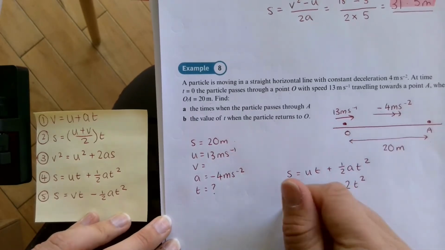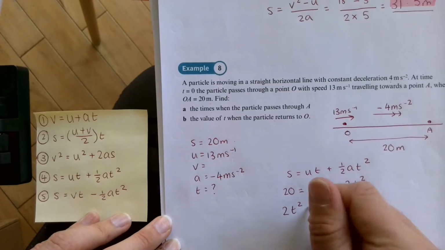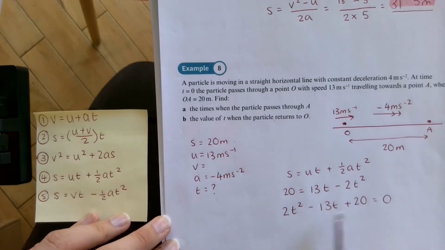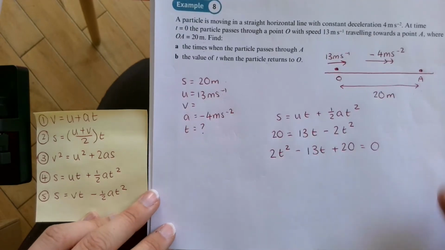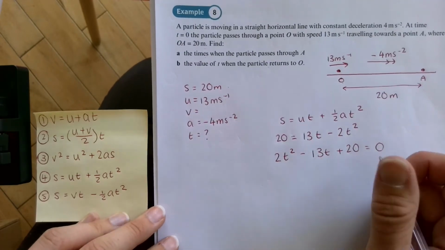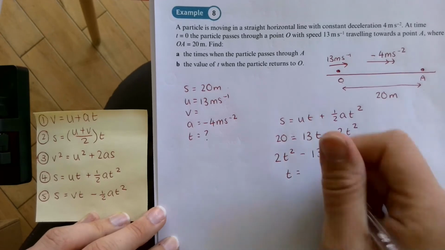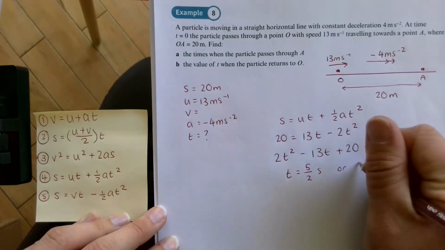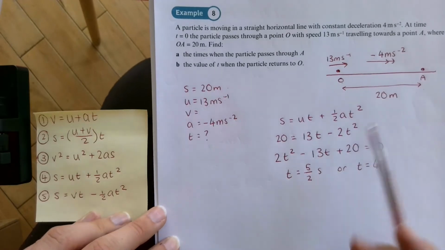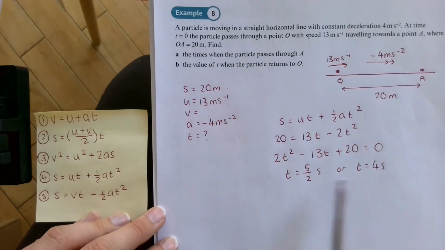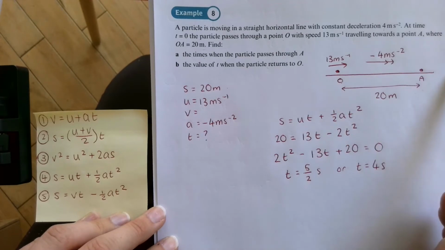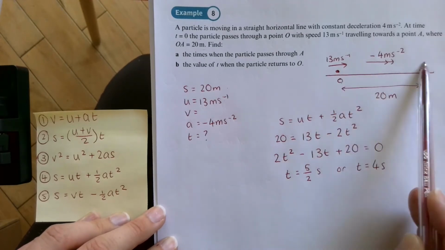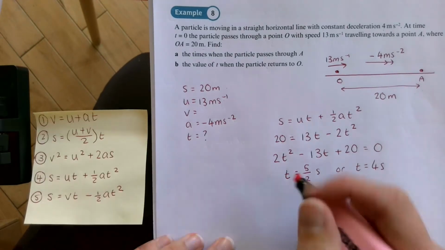And what I got here, if I just rearrange that, 2t squared minus 13t plus 20, is a quadratic, and I'm solving a quadratic. Now you could put it into brackets, but I'm just going to solve it using my calculator. So using the quadratic function on my calculator, I get that t is either 2.5 seconds or t is equal to 4 seconds. And like I said before, both those answers are answers, because it will go through A on the way there and through A on the way back. So it goes past A after 2.5 seconds, but also past A after 4 seconds. So they are both my final answers.